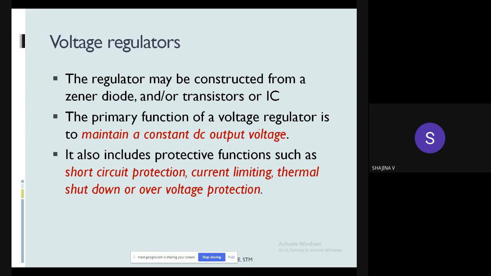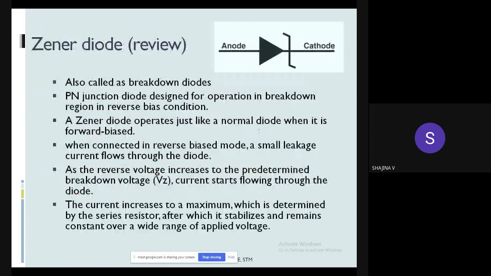ഓക്കെ, അപ്പോൾ coming to our main topic, it is voltage regulators. You remember the functions. Primary function of a voltage regulator is to maintain a constant DC output voltage. And also we can include protective functions such as short circuit protection, current limiting, thermal shutdown or over voltage protection in a voltage regulator. Okay. So before going to the voltage regulators, just reviewing the concept of Zener diode, because നമ്മുടെ Zener diode ആണ് നേരത്തെ പറഞ്ഞതുപോലെ ഇതിനകത്തുള്ള മെയിൻ എലമെന്റ് എന്ന് പറയുന്നത്.